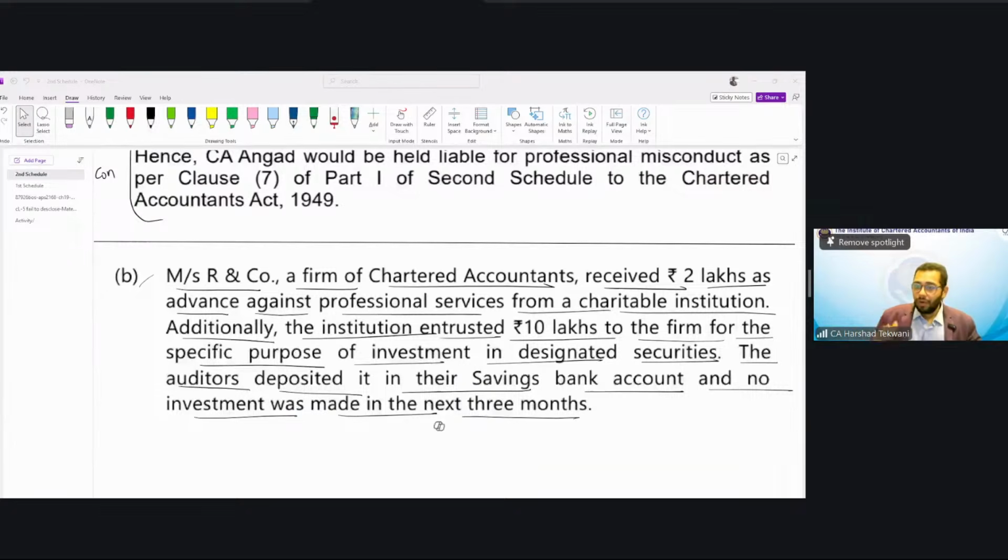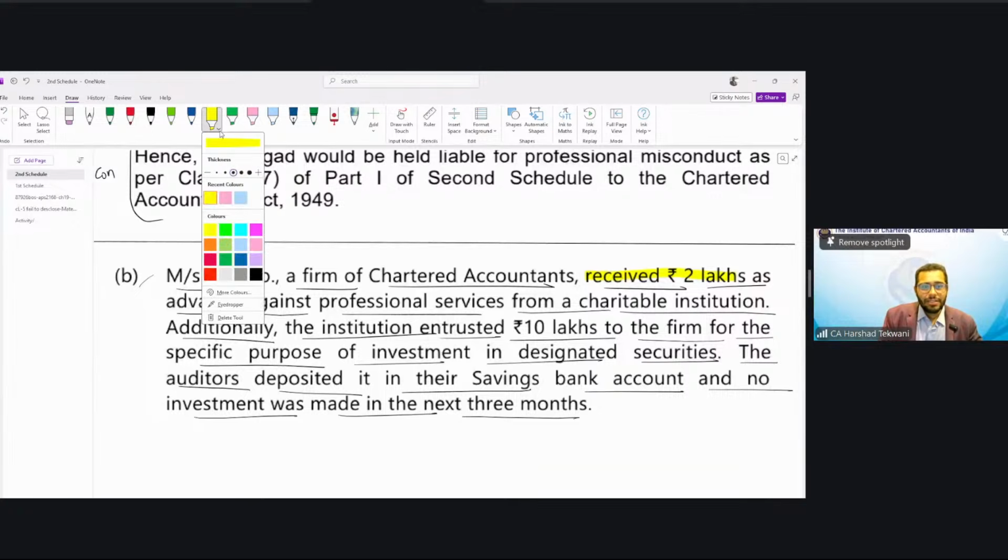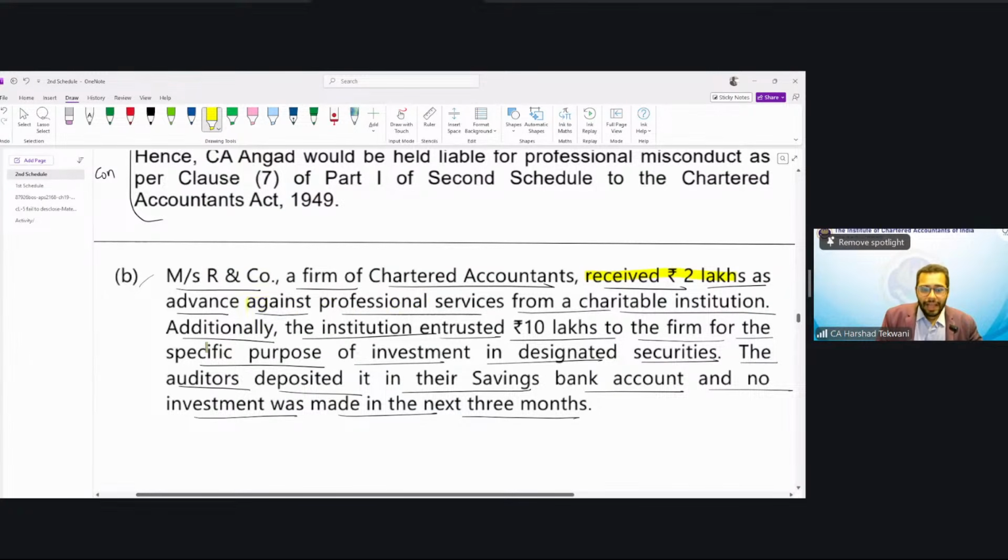So what is happening in this particular scenario? First, understand that there is some money which is being received by the CA firm. This is against the professional service from a charitable institute, and this is the advance. Plus, they have provided 10 lakh rupees for the investment in the designated securities, which is lying in the savings bank. So there are 2 types of funds which have been received, and they are lying in a savings bank account. What do you think? Very good, Umang. Absolutely correct.